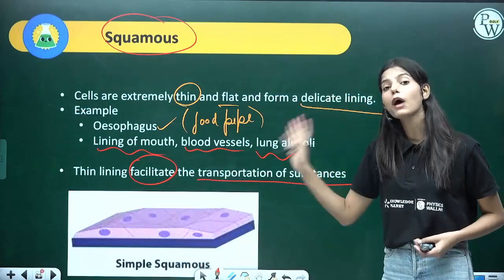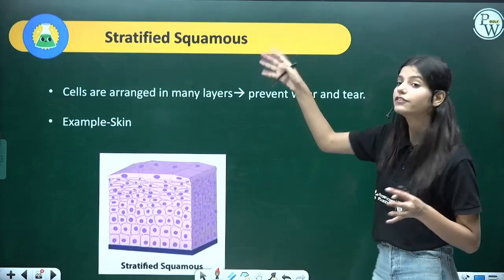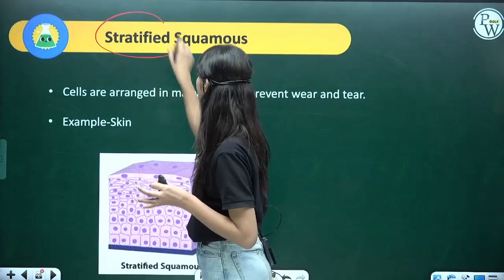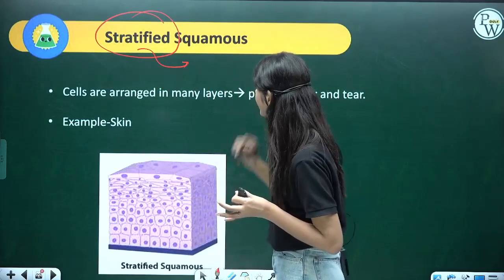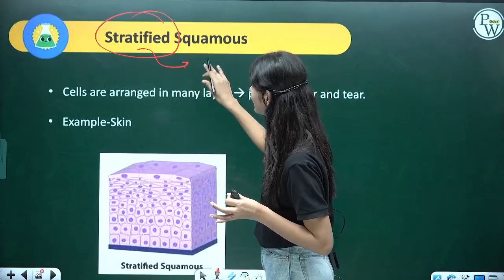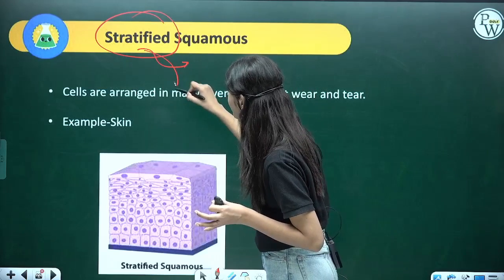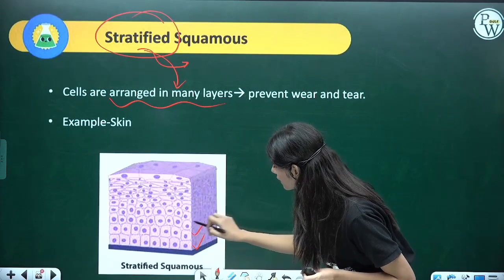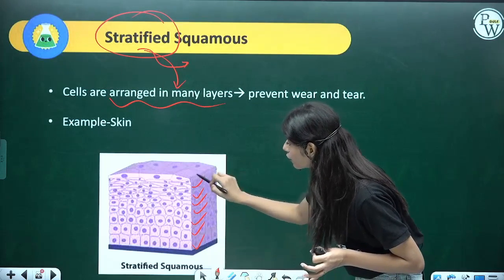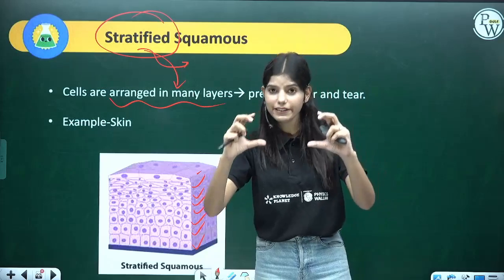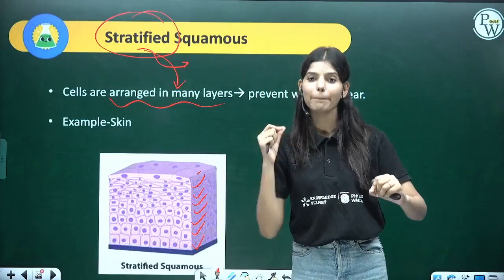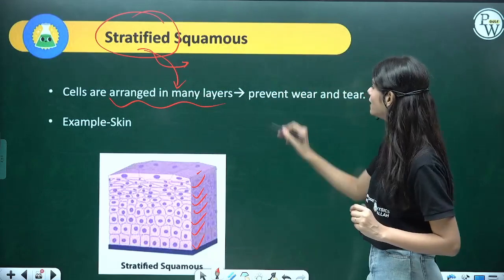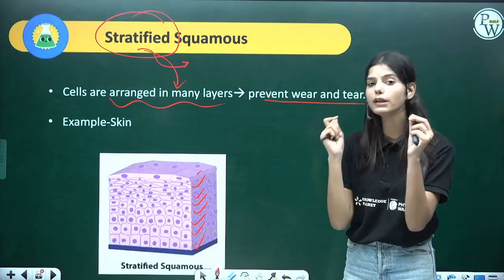Okay. Now let's talk about the stratified squamous epithelium. Stratified itself means arranged in layers. So this stratified squamous epithelium is arranged in many layers. Here, do you see in this picture? We have a lot of layers of cells, right? And these layers of cells make a very thick epithelium which is there to protect many parts of our body. So cells are arranged in many layers and it prevents wear and tear of the parts of our body.